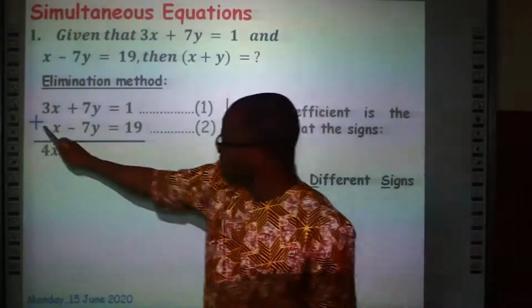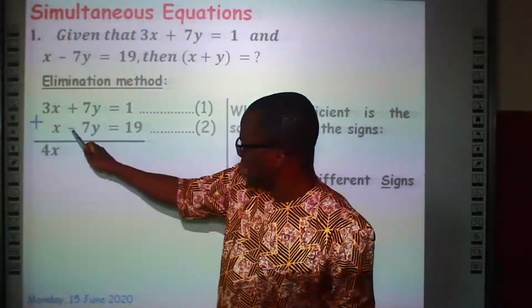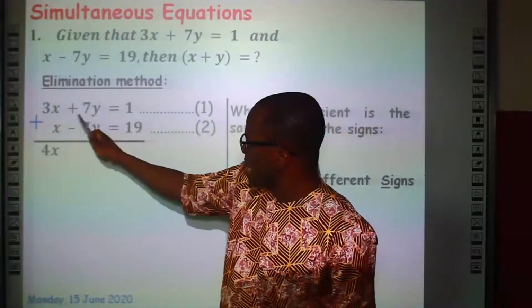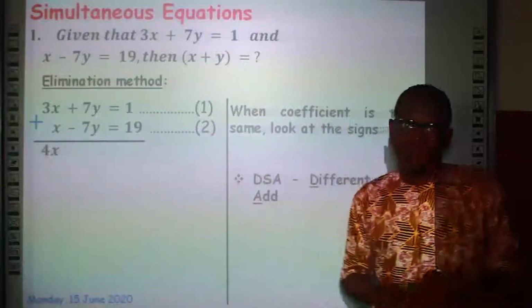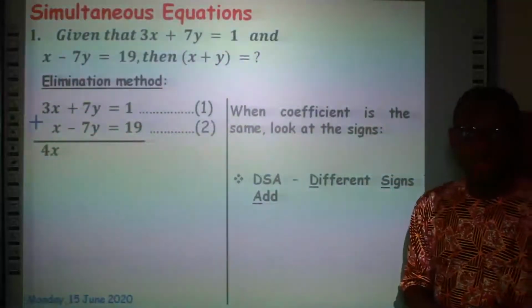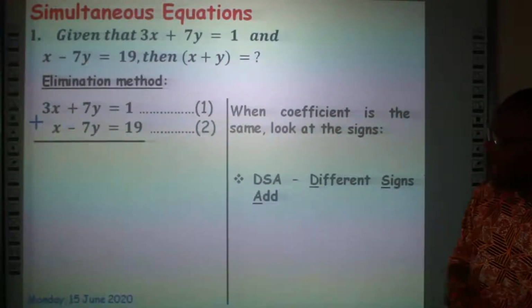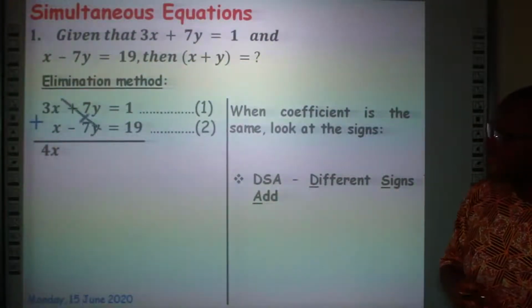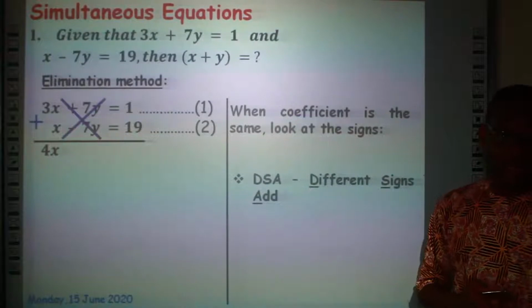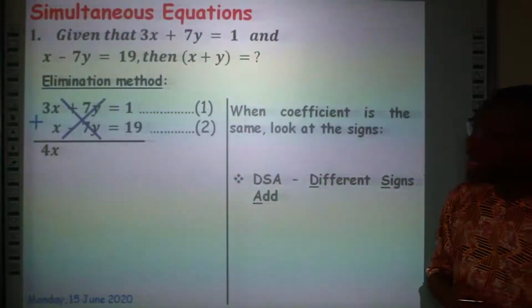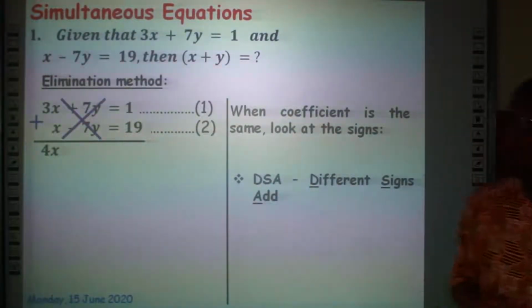Now of course take note, plus times this minus gives you minus. So you have 7y minus 7y. 7y minus 7y gives you 0. So we eliminate y. Y is eliminated. That's how the idea of elimination comes in. We've eliminated the variable y.